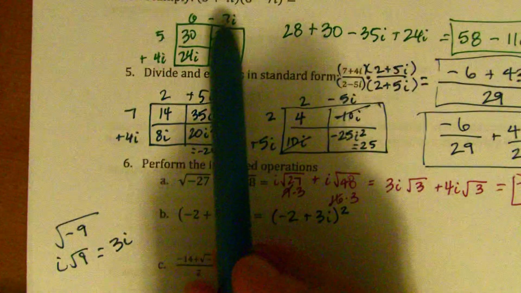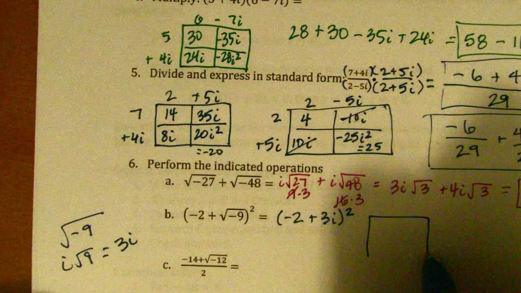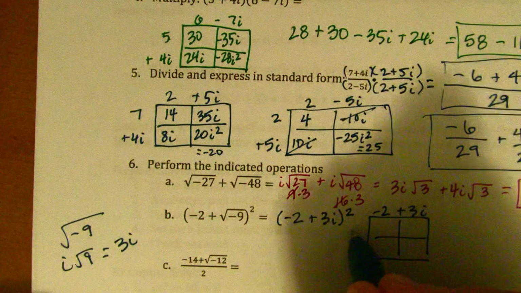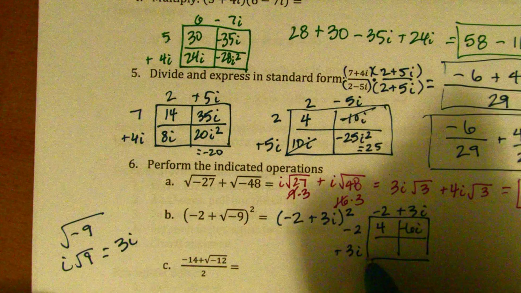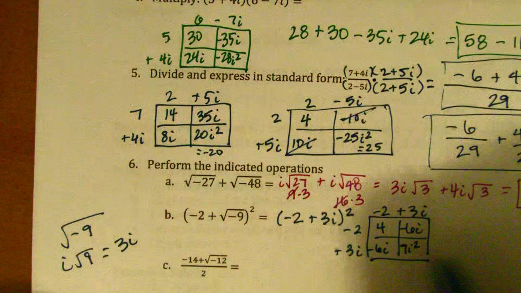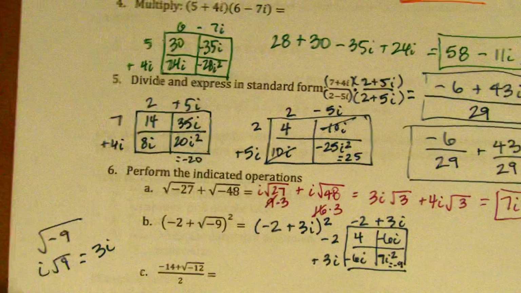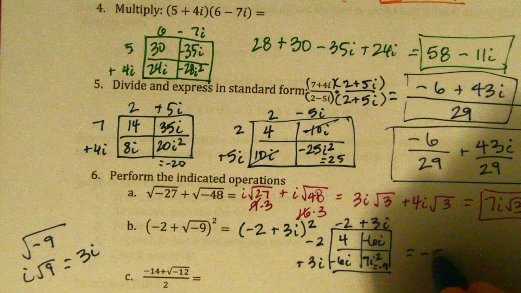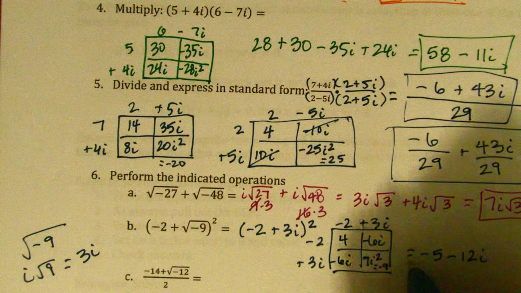And we just practiced multiplying out two binomials like that. So let's go ahead and do a box real quick. Negative 2 plus 3i, negative 2 plus 3i: 4, negative 6i, negative 6i, and 9i squared. And i squared is negative 1, so this is negative 9. So combining like terms here, I have 4 and negative 9. That gives me negative 5. I have negative 6i and negative 6i. That's negative 12i.